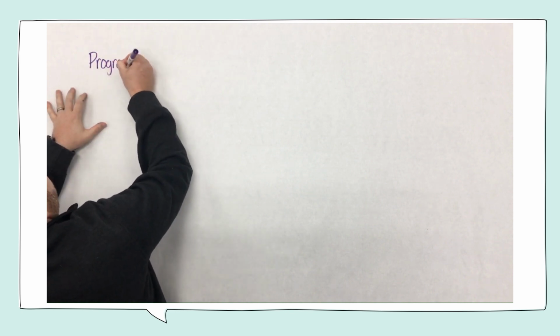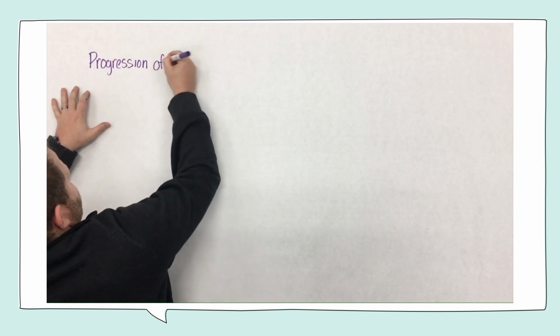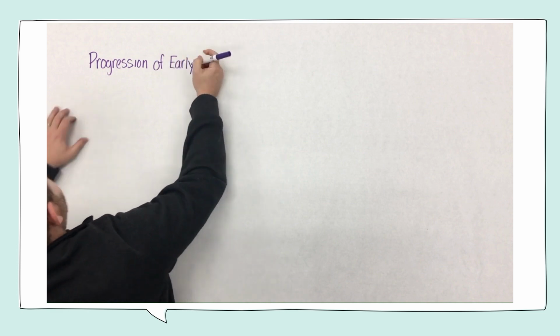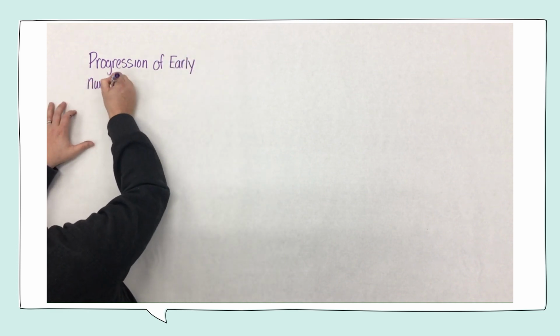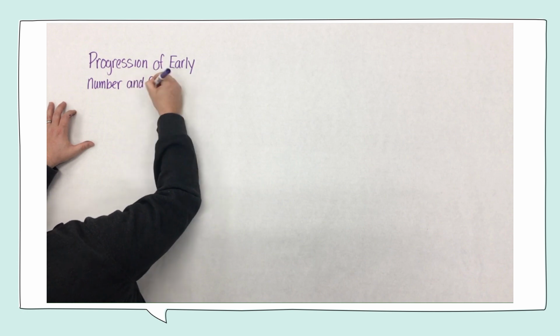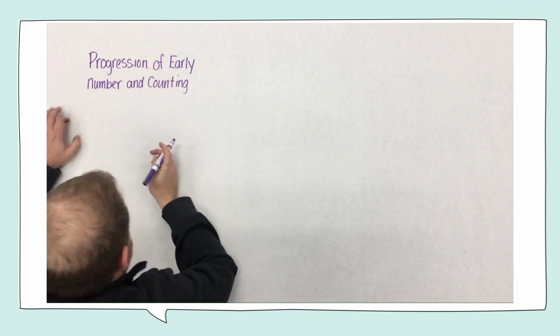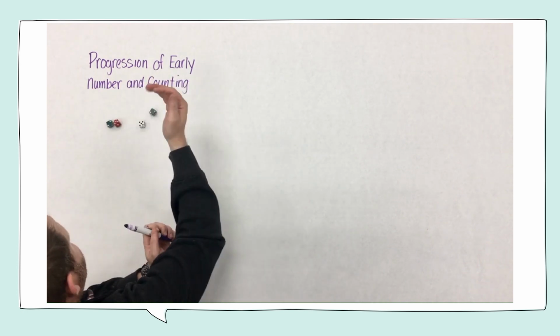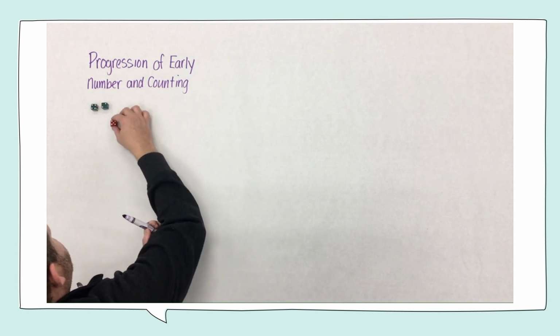Before we ever get to addition and subtraction, and long before we tackle fractions and decimals, there's so much understanding that needs to take place. So here I'll try to explain the progression of early number and counting. Well, before students come to us in kindergarten, they begin to see what numbers look like. I mean, literally. Check out these dice.